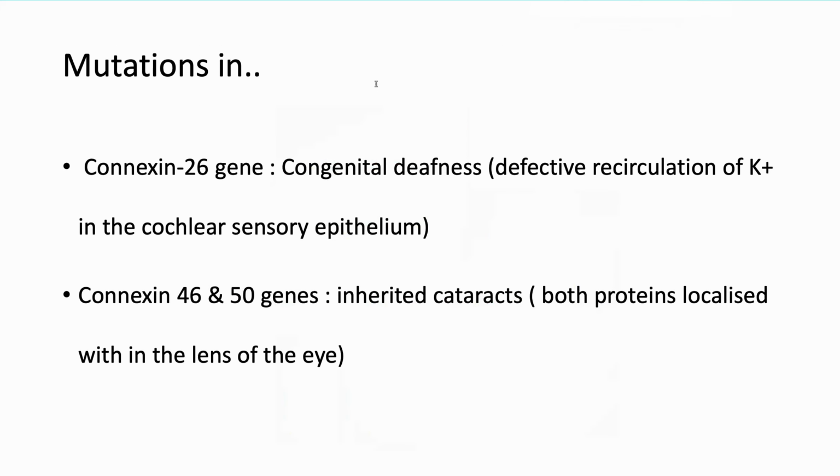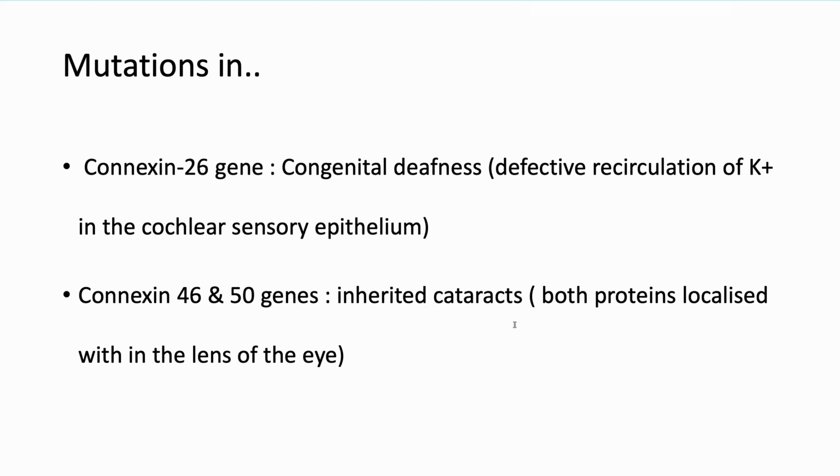Some of the important clinical implications of these gap junctions include: mutations in the connexin 26 gene will cause congenital deafness, that is due to the defective recirculation of potassium in the cochlear sensory epithelium. The other one will be the connexin 46 and 50 genes mutation, and that will result in inherited cataracts, and both proteins are localized within the lens of the eye.